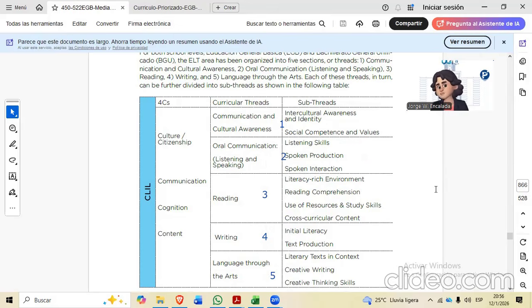We are not talking about the 4 major skills in the use of a language, because of the names you can get confused. So when we talk about curricular threads in the Ecuadorian proposal, we're talking about 5 different curricular threads that are going to be articulated across the 5 different levels. Remember, the first one is preparatoria, and we finish with the last one, number 5, in this case, bachillerato, okay?